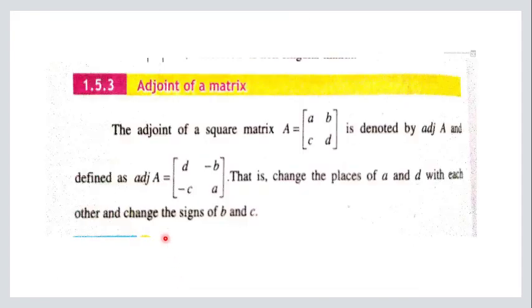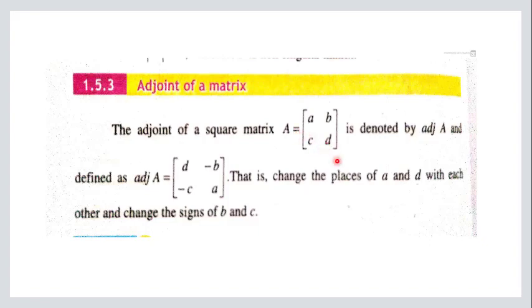Now before going to the next question, there is this new concept, adjoint of a matrix. What is the adjoint of a matrix? I'll show this to you with the help of an example. For example, if we have a matrix A equal to a, b, c, d. Now what will be the adjoint of this A matrix?